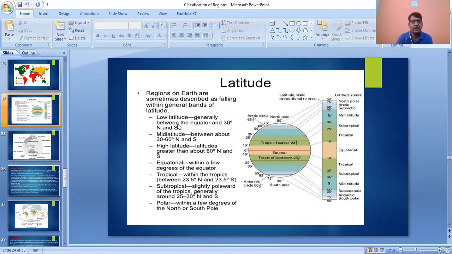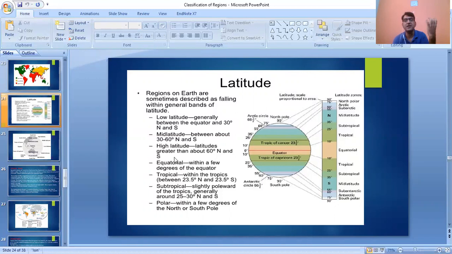So we have low latitudes. Low latitude regions are generally found between the equator and 30 degrees north and south. So the regions which are at the equator, 30 degrees north and south, are called the low latitude regions. Then we have mid latitudes, which are between 30 to 60 degrees north and south latitude. So those regions which are between 30 to 60 degrees north are called the mid latitude.